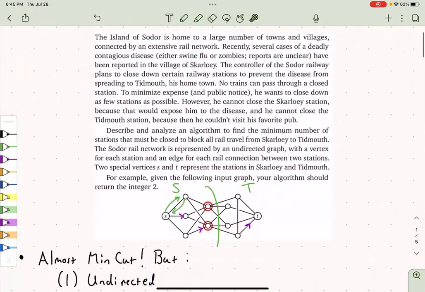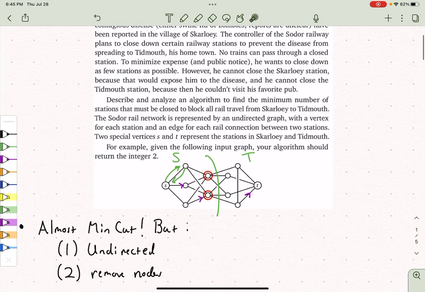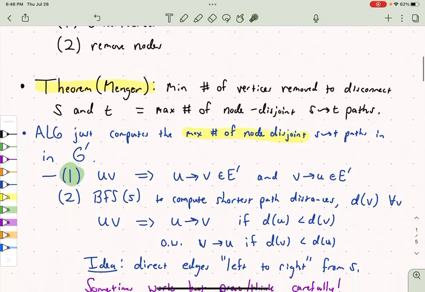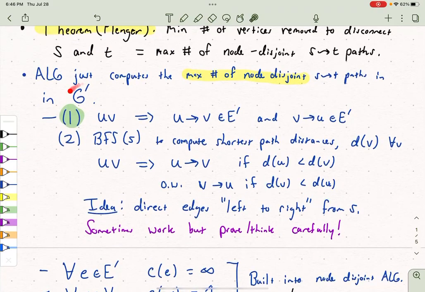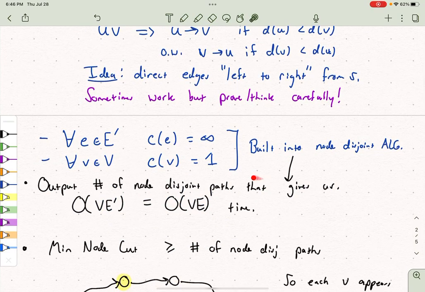So this problem, which seems pretty similar to min cut, the original, we are able to essentially solve using min cut. But this version is actually a little more complicated than the original, and we have to do these two reduction steps to get it down to the number of node disjoint path problem, which is what we ultimately solve at the end.